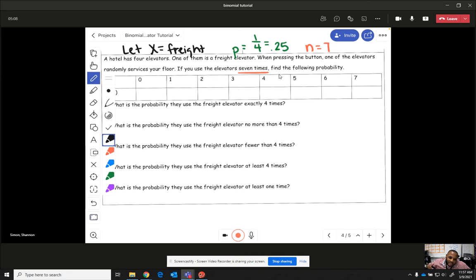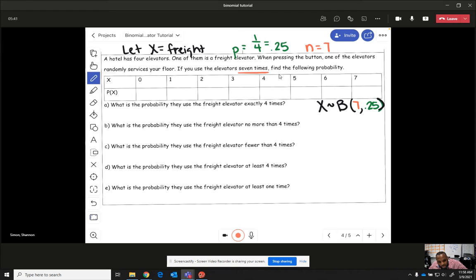Before we start doing any kind of calculations, we're going to define the parameters using binomial notation. And the notation looks like this. We'll say that x, the freight elevator, follows a binomial distribution, the B, with an n of 7 and a p of 0.25. With this notation now, we can use probability statements to actually write out all of our answers. Because now when I read this, I know that my n is 7 and my p is 0.25, and I know that I can calculate it in my calculator using this one.